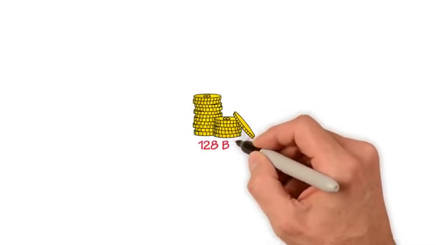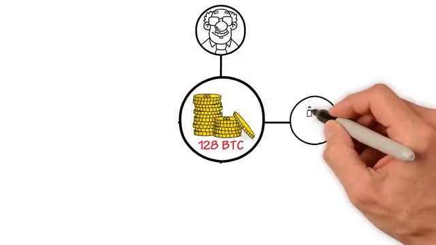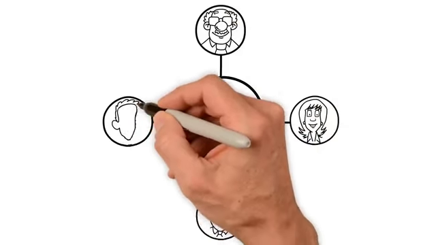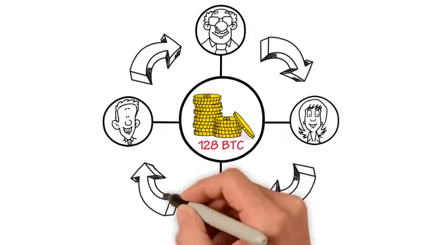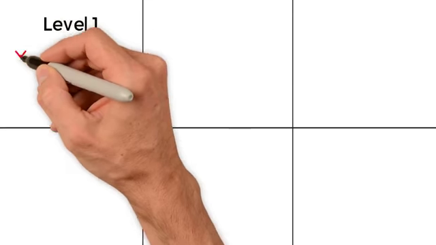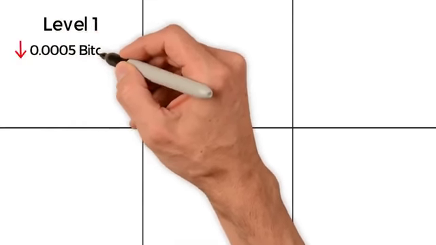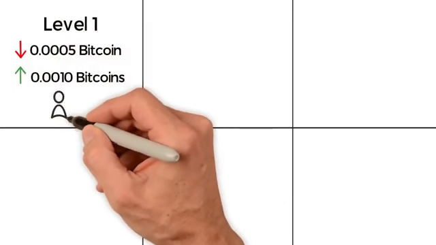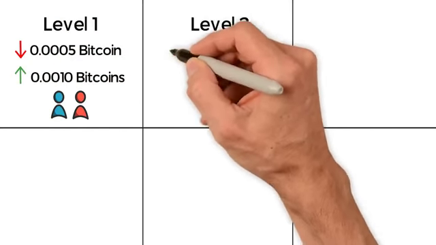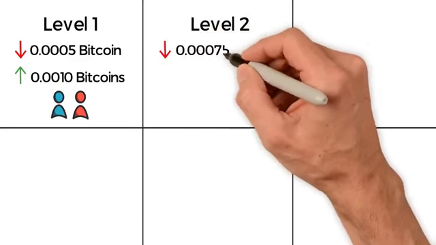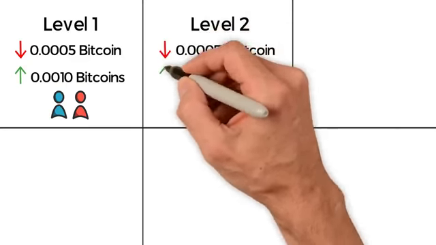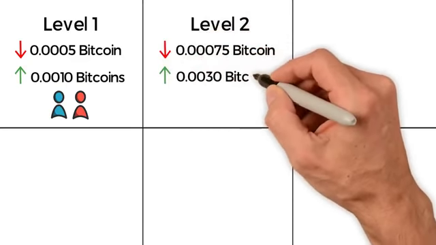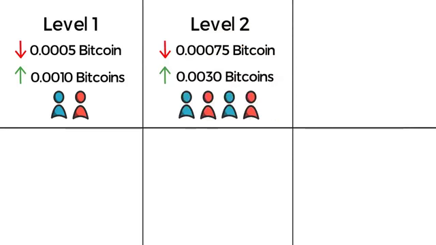So 128 BTC is a peer-to-peer multi-level structure where you can donate to each other and build a Bitcoin empire. In level 1, when you donate 0.0005 Bitcoin, you get 0.0010 Bitcoins when two people donate. In level 2, when you donate 0.00075 Bitcoin, you get 0.0030 Bitcoins when four people donate.